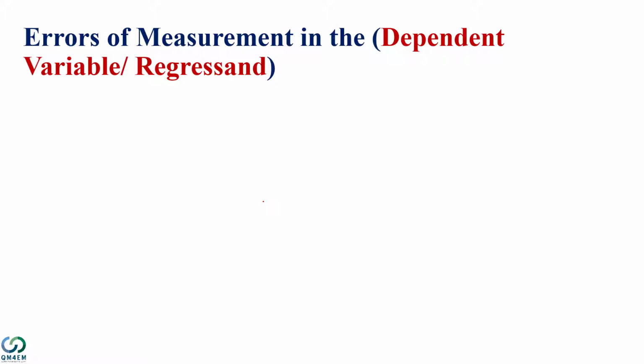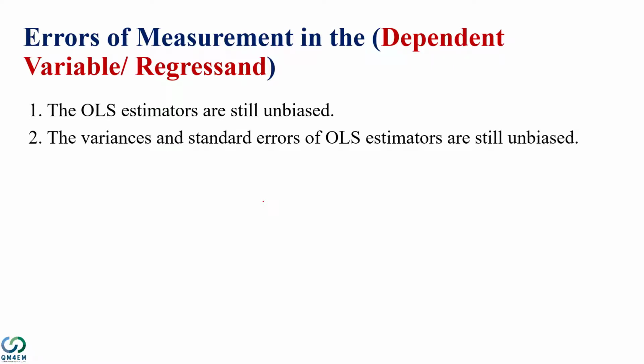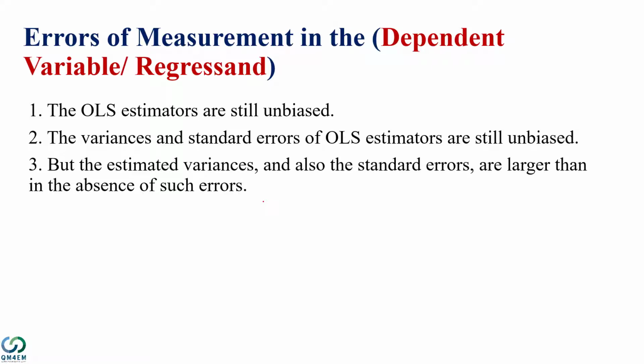So when there is error of measurement in the dependent variable, or in the regressand, the OLS estimators are still unbiased. So the betas which we estimate from our regression analysis still remain unbiased, so that's nothing to worry about. Furthermore, the variances and standard errors of OLS estimators are still unbiased when we have a dependent variable having issues of error of measurement. Furthermore, the estimated variances and also the standard errors are larger compared to the case when we do not have the measurement error in the regressand or the dependent variable.